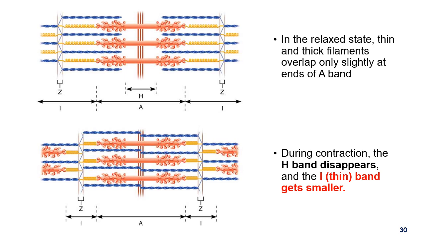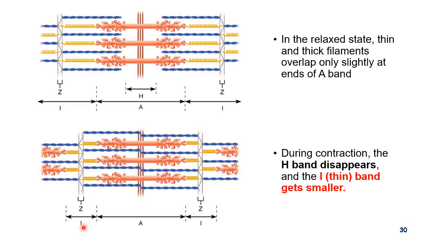Let's see here. What happened to your H zone here? The H zone is right in the middle of the fat A zone. That H zone disappeared because now you're going to have thin filaments in the middle here. So this light area is going to disappear. Your I zone, showing your thin filaments, is going to get smaller because your thick filaments are going to invade the area over there, doing the sliding part.